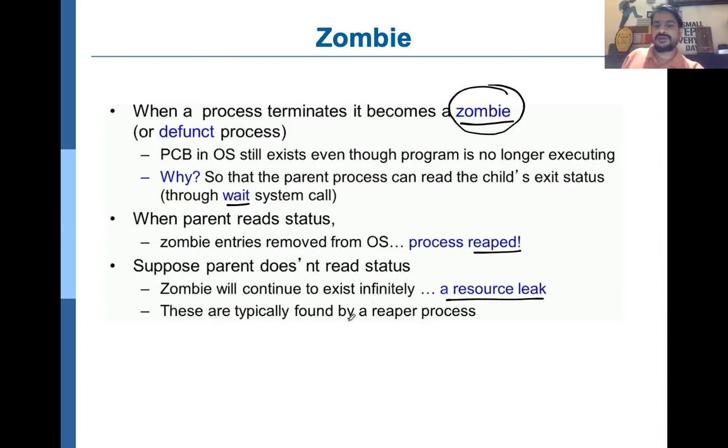They are typically found by the reaper process. What the operating system will do is run the reaper process, let's say, every 1 minute, 2 minutes, or 3 minutes. The reaper process will see all the zombie processes. If it finds any zombie process, it will just reap it. Reaping means it will take that particular process and kill it.